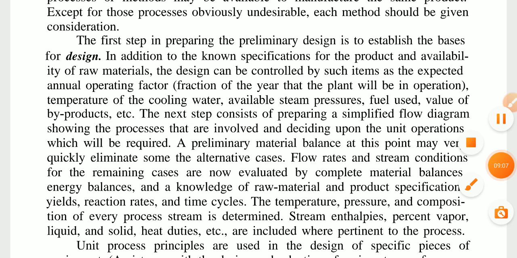specifications for processes for the product unavailable, the raw material design, and they cannot be controlled by such items and expressions as expected: annual operating factor, a factor on the year that the plant will be in operation, and some temperature of the cooling water available, steam pressure, fuel used, value of the byproduct, etc. The next steps consist of some processing.